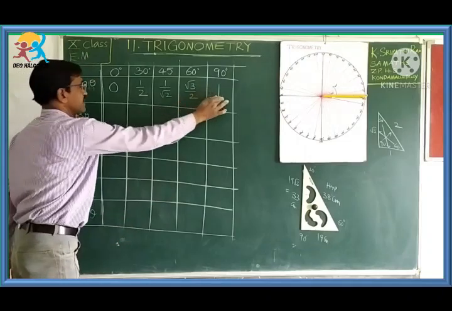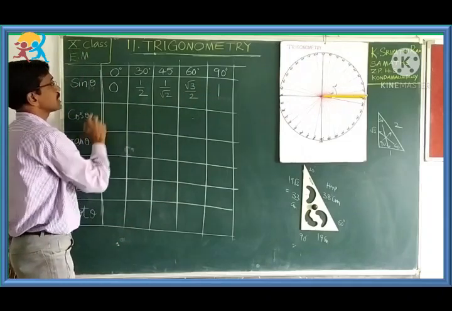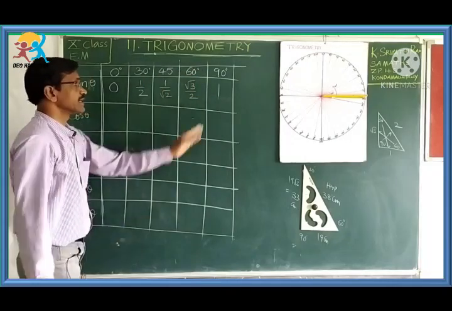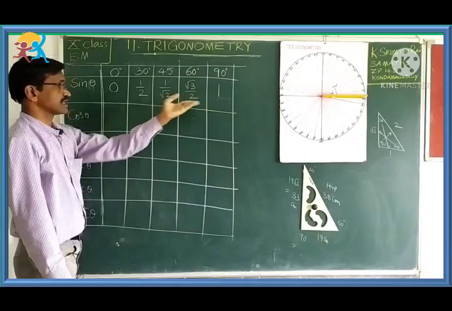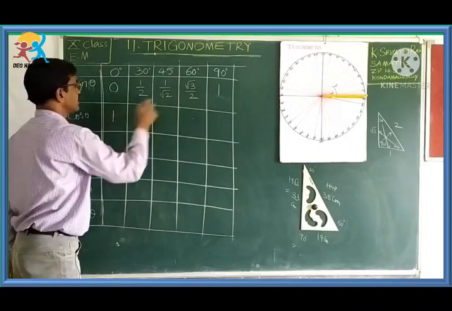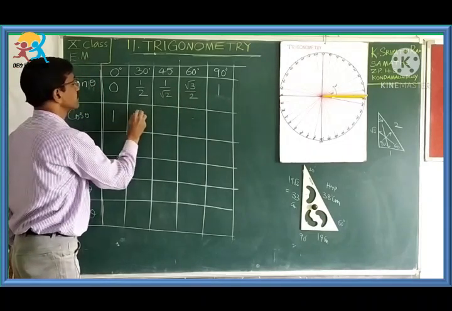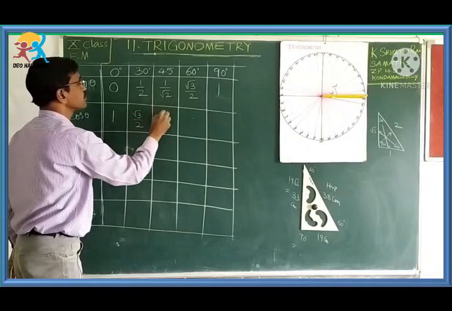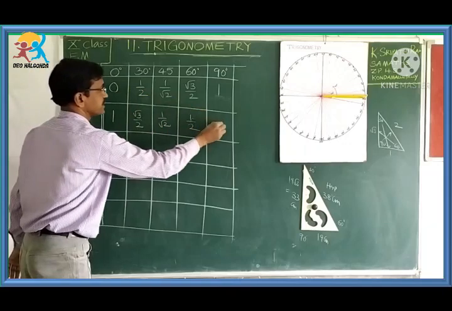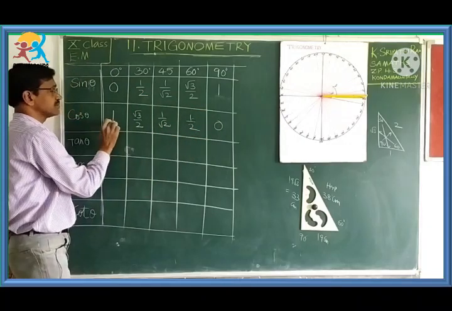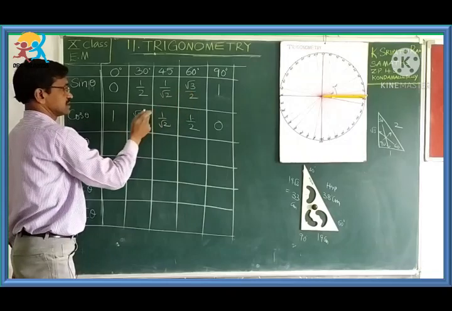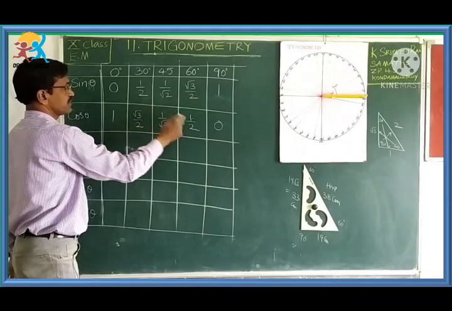Now write the values for cos 0, cos 30, cos 45, cos 60, cos 90. Write the values in reverse order. First take 1, write the value here, 1, and root 3 by 2 here, and 1 by root 2 here, and 1 by 2 here, 0 here. Starting from the last value, write first one, reverse: root 3 by 2, 1 by root 2, 1 by 2, and 0.